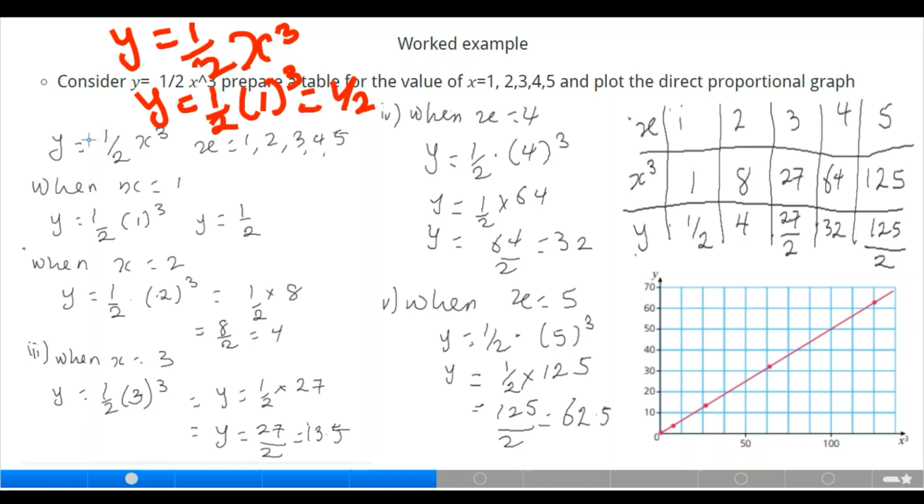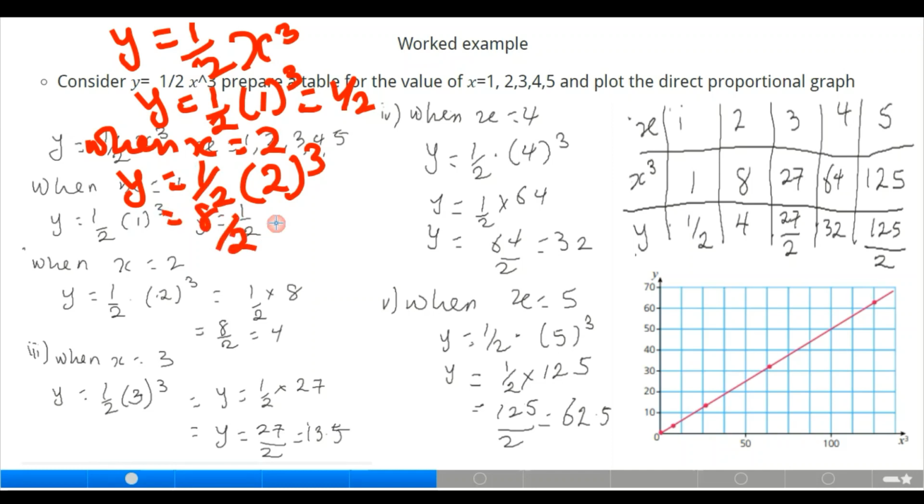Okay, now when x is 2, what is y? So y equals 1 over 2, x raised to power 3. So we replace it with 2 raised to power 3. What is 2 raised to power 3? That is 2 three times, which is 8. Now multiply 8 by 1 over 2, that is 8 over 2. How many times can 2 go into 8? That is 4. So when x is 2, y equals 4.